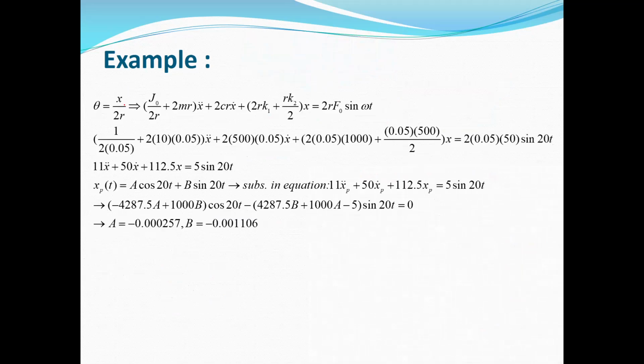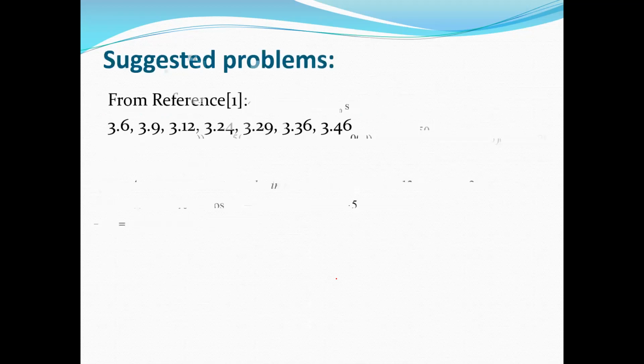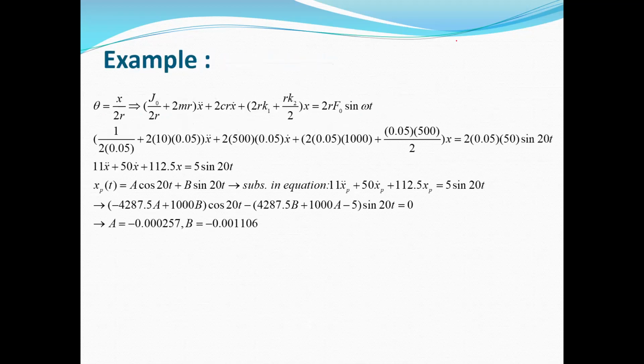So we can substitute and finally extract the equation of motion. Here I extract the equation of motion as a function of x, and instead of theta, I substitute x divided by 2r. And this is the equation of motion. And we need to solve this equation. So to solve this equation, we need to substitute the numerical values for m, k, r, j naught, and c. And finally, this is the equation of motion for your system.